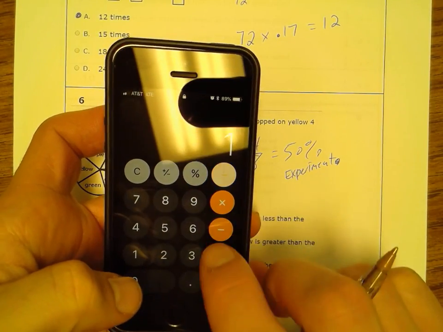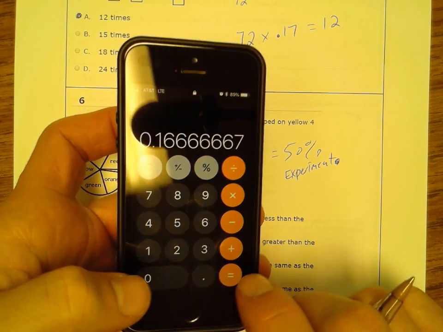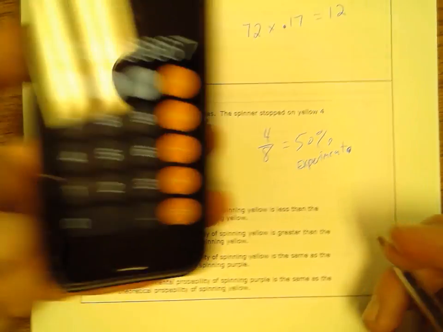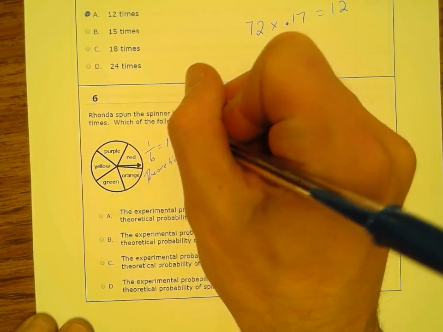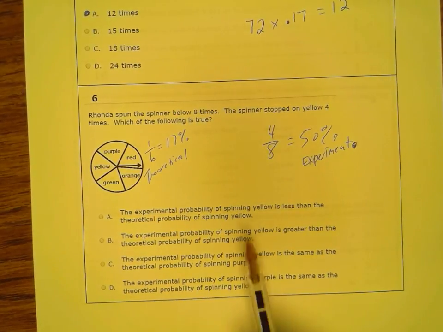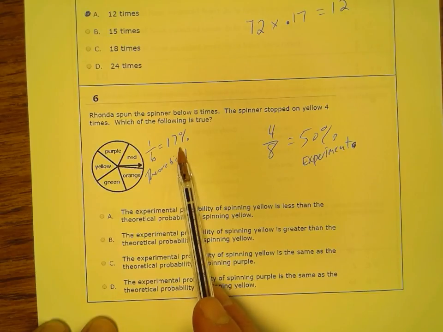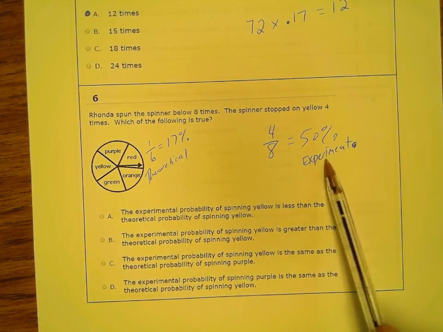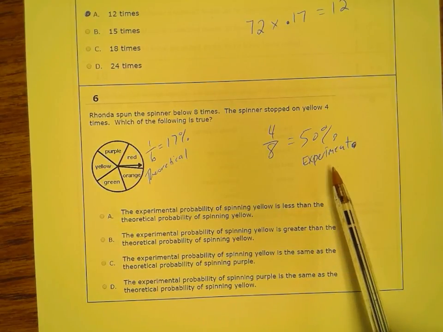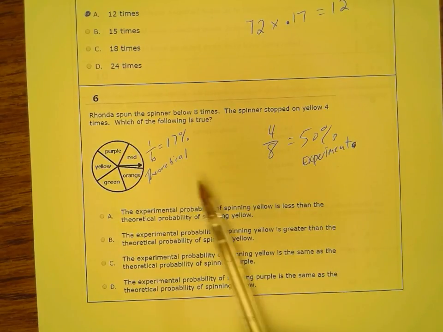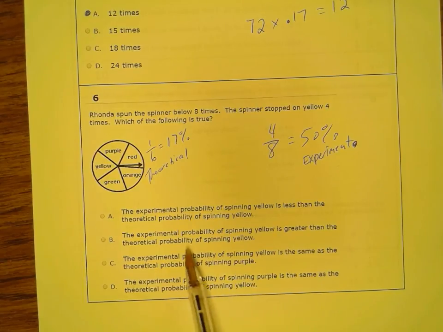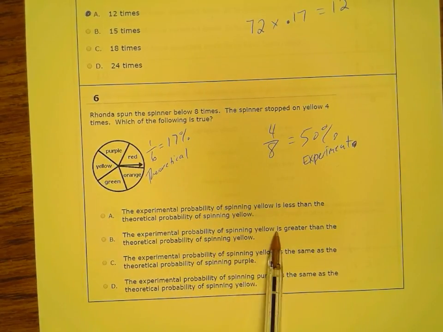1 divided by 6. That's 17%. That's the theoretical probability. 1 out of 6 of those spaces are yellow. So in theory we should only get yellow 17% of the time. But she got yellow 50% of the time. So her experimental was more than her theoretical. So I see that here. The experimental probability of spinning yellow is greater than the theoretical probability of spinning yellow.